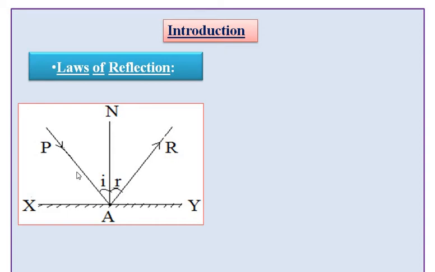The laws of reflection are: the incident ray and reflected ray lie on opposite sides of the normal. The incident ray, reflected ray and normal lie in the same plane. The angle of incidence is equal to the angle of reflection. These are the laws of reflection.